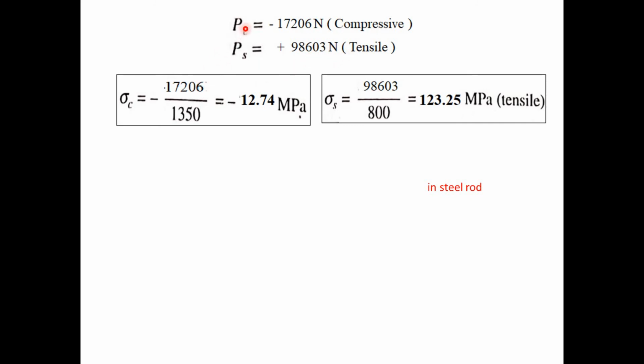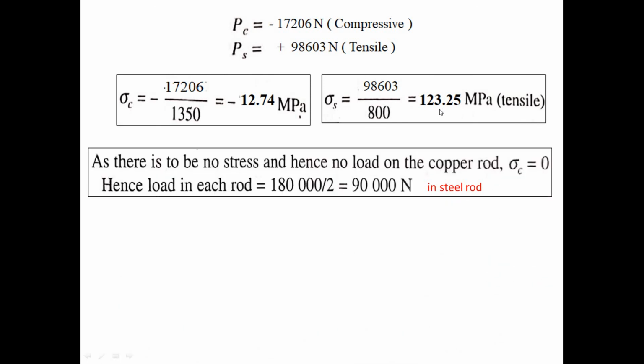So from the load, we can easily calculate the stresses in copper and stresses in steel. Stress in copper is load upon area, so this is the load upon area of copper that is being given, and the stress in the steel is likewise load upon area. Now we are going to solve another case.